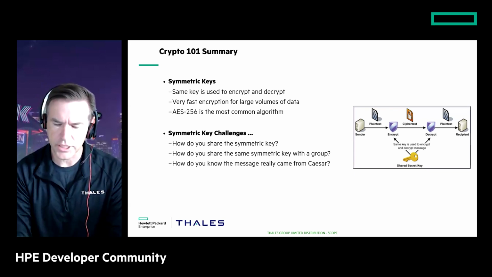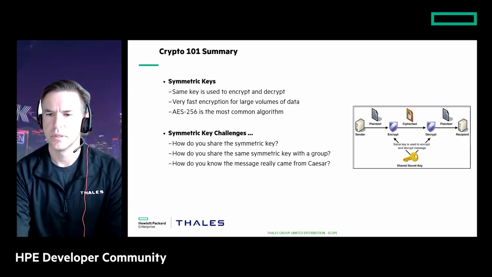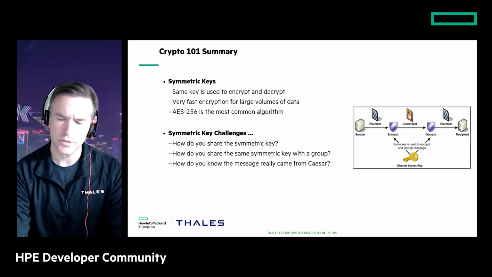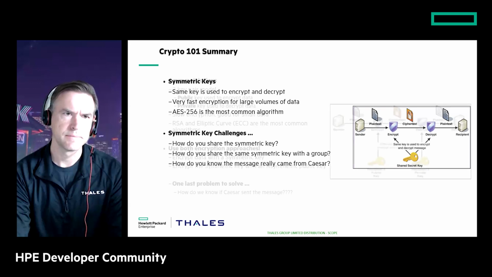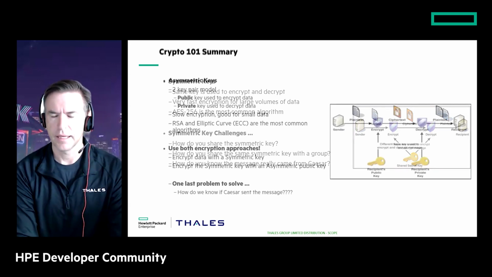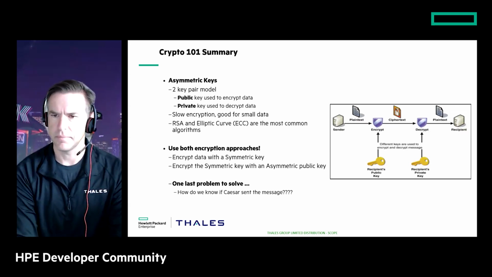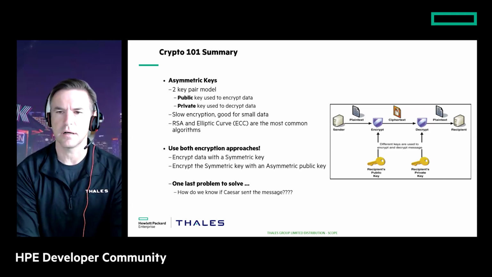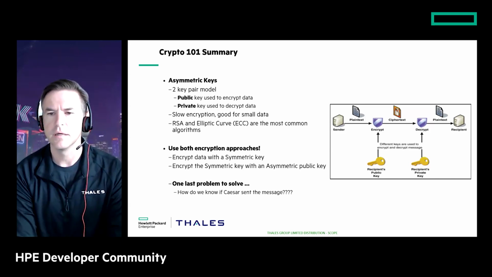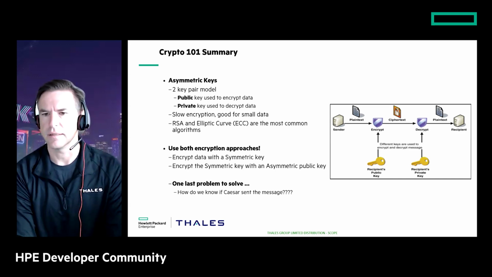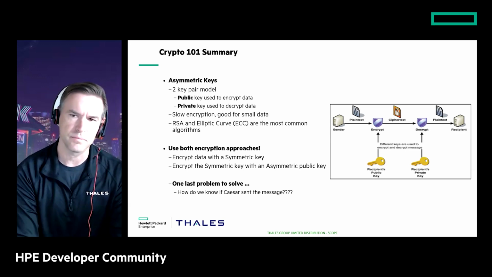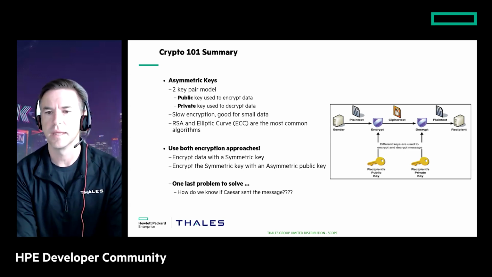So that's some of the challenges to symmetric keys. To get over those challenges, there's something called an asymmetric key. That is, you have a public and private key pair. Both of these key methods are very, very common in use today, and really without these key methods, the internet is not secure and you can't do anything in terms of security on the internet.